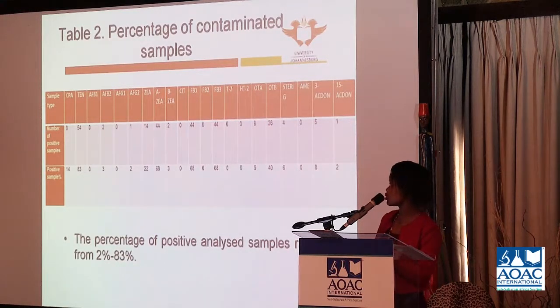It brings our attention to tenuazonic acid because it also has the carcinogenic characteristic of causing cancer. So we can also add to those that are mostly detected, like aflatoxin or ochratoxin, and also include tenuazonic acid. This was followed by alpha zearalenol, and then FB1 also.